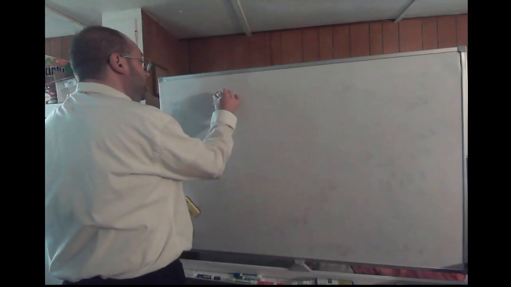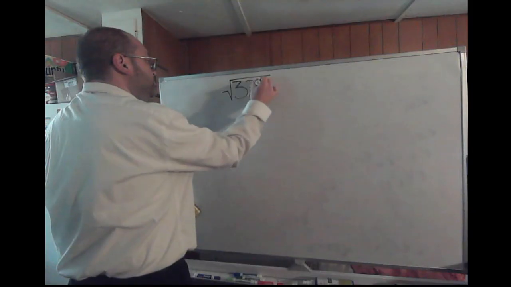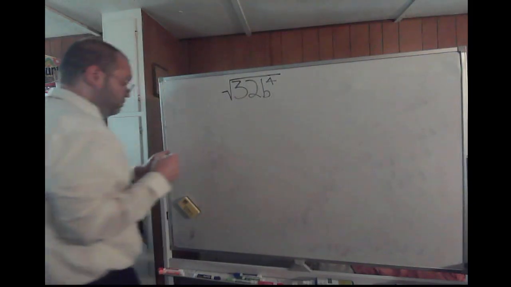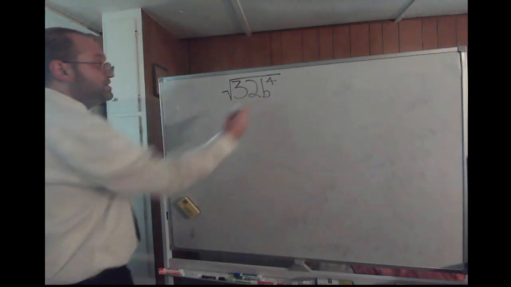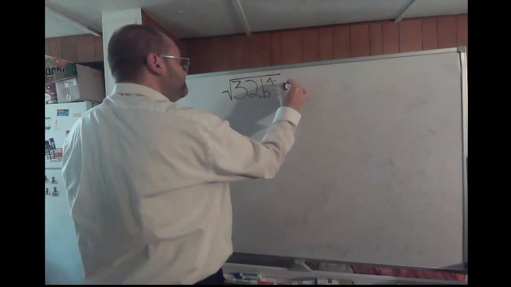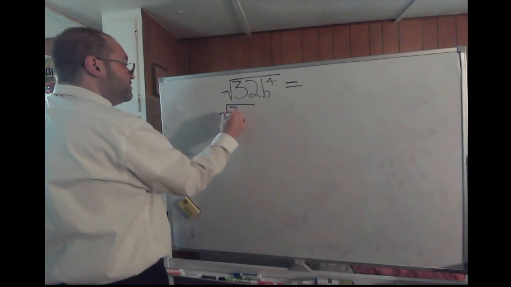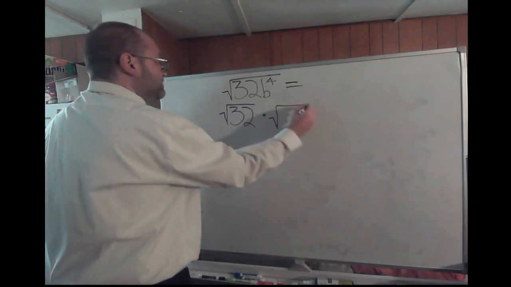Okay, how about the next one? Alright. Square root of 32b to the fourth. Well, we have the square root of 32b to the fourth, so it's not b to the second, it's b to the fourth. Well, we can separate these into the square root of 32 times the square root of b to the fourth.